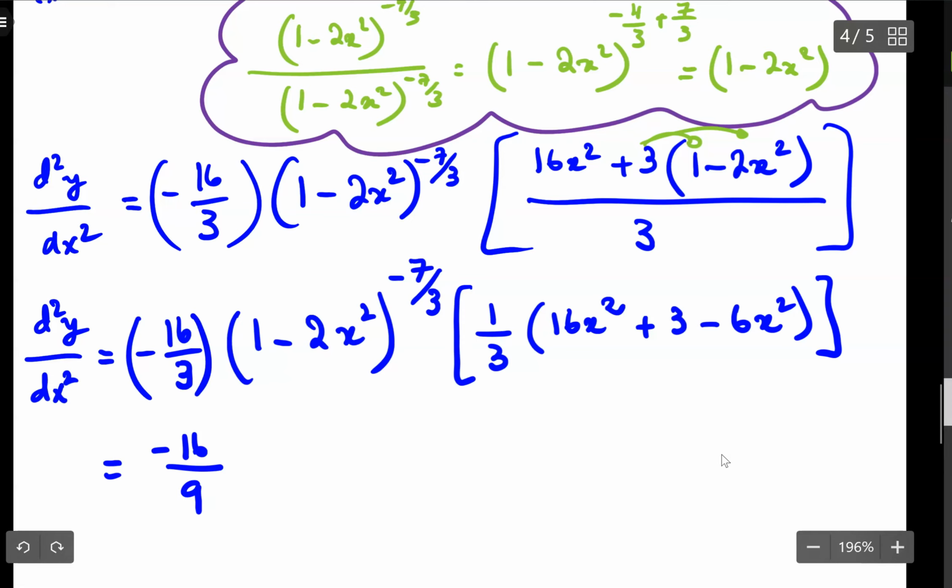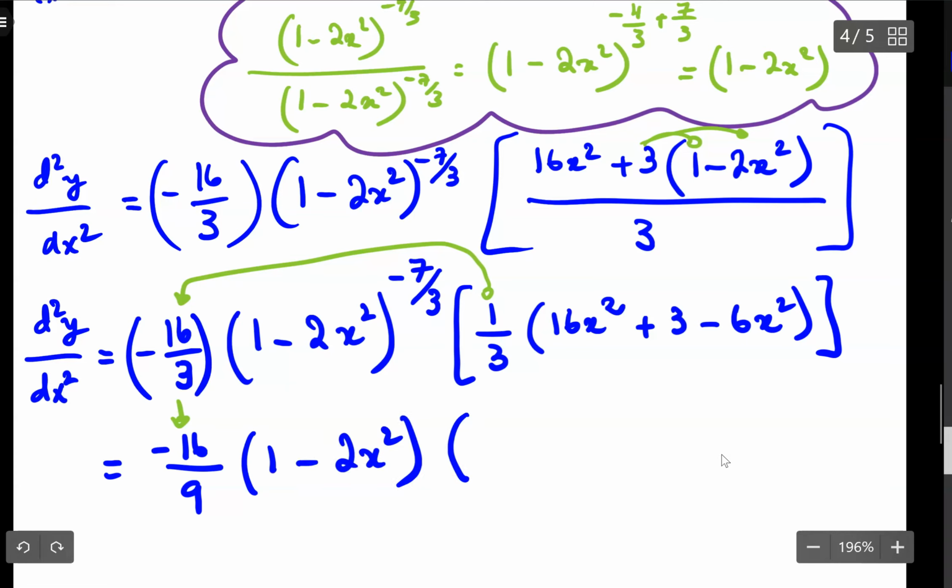Just a reminder to everyone that I take this and I multiply this. Then I end up with that number. And then I will have 1 minus 2x squared. Now you see that I don't want any denominator inside the bracket, so I bring them all out and multiply. I take 1/3, I multiply negative 16 over 3, I get negative 16 over 9.